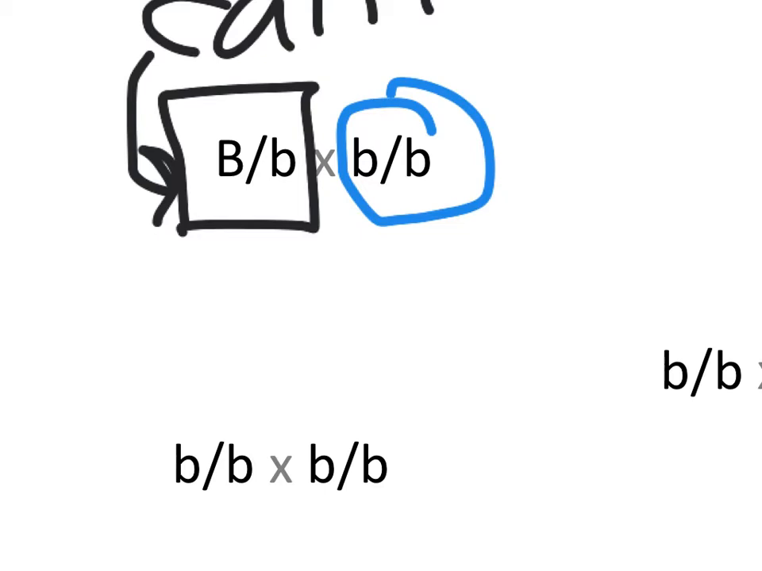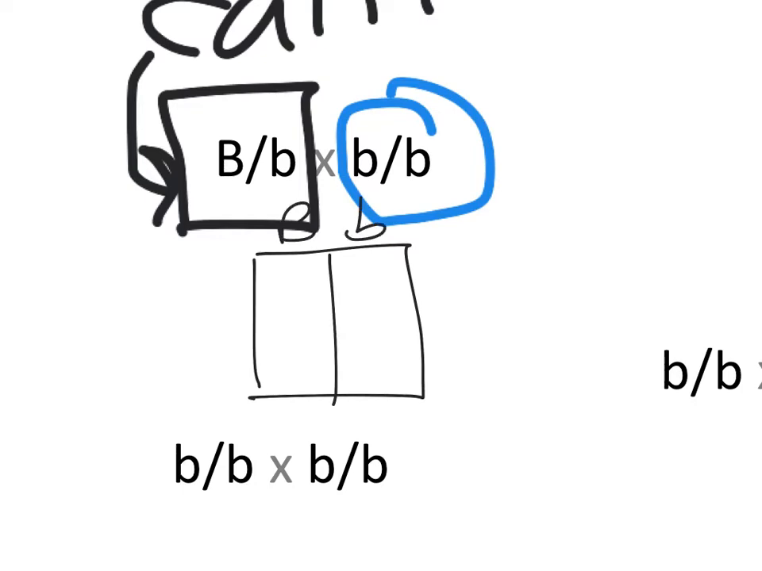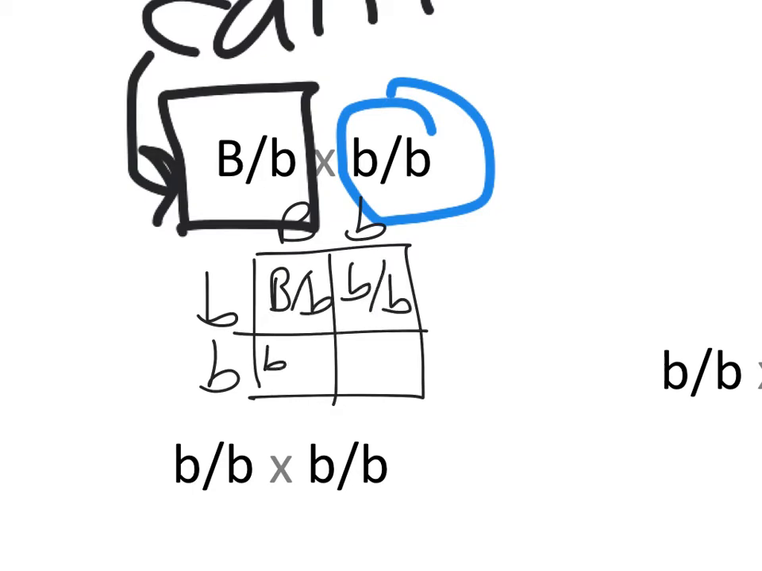What are the phenotypes of the offspring in this cross? They would all either be wild type or carriers. So we have capital B and lowercase b, and lowercase b and lowercase b. The phenotype would be 50-50. So how many of these capital B over lowercase b?